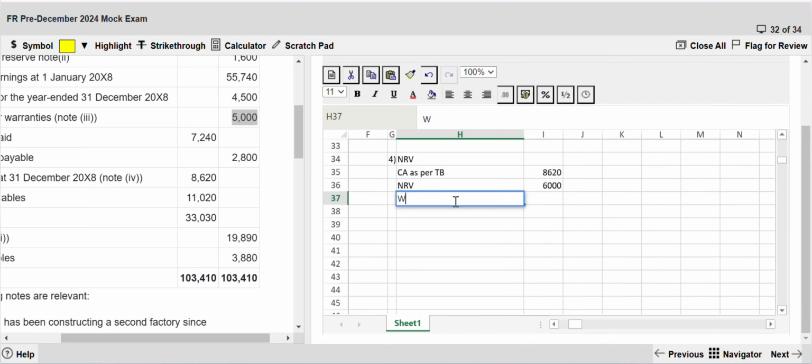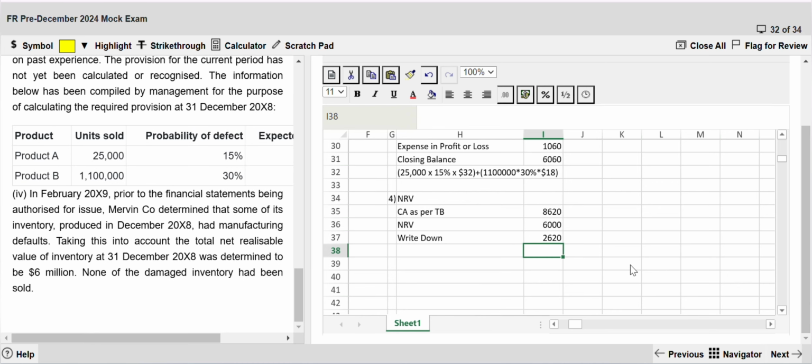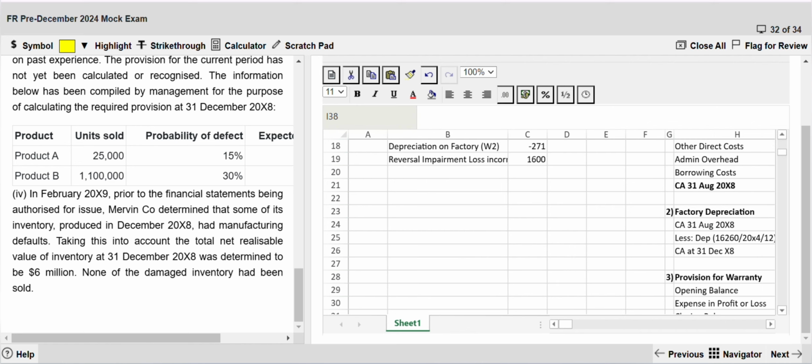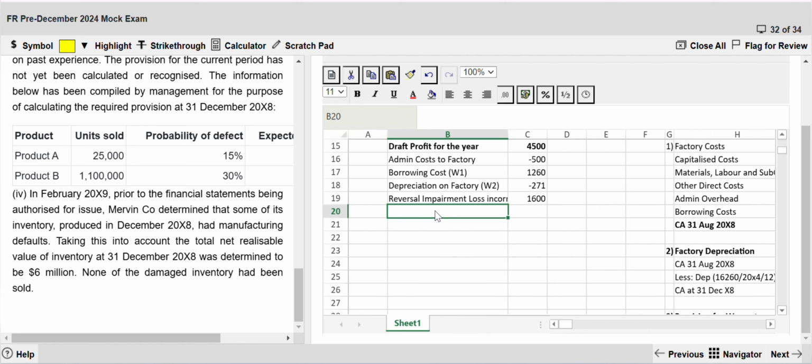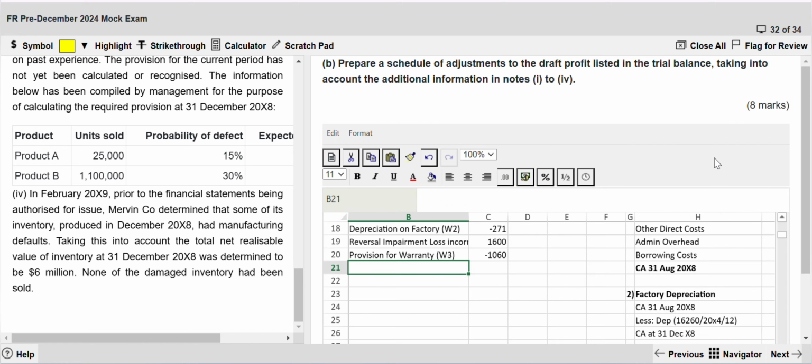Okay, NRV. So which means write down will be 8620 minus 6000, which is 2620. This is write down. Write down is a loss to profits. Correct, right? Draft profit, what should we do? Provision for warranty, working 3, right? We will take that, and that is an expense. Expense in profit or loss 1060.